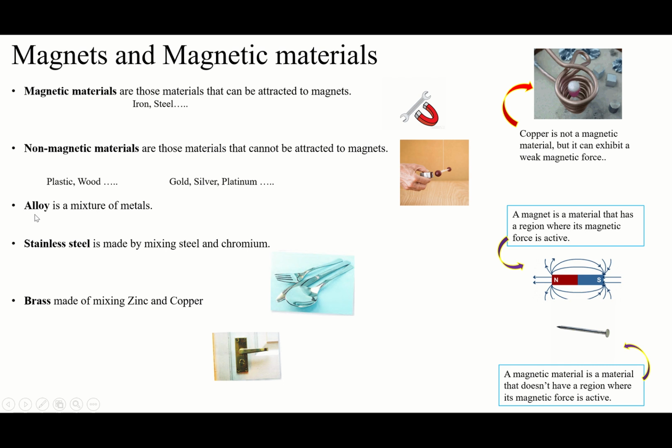We have something else, which we call an alloy. An alloy is a mixture of metals. If we mix two or more metals, we can get something new. This something new, because it's not pure and not only one thing but made by mixing things, we call an alloy. An alloy is a mixture of metals.